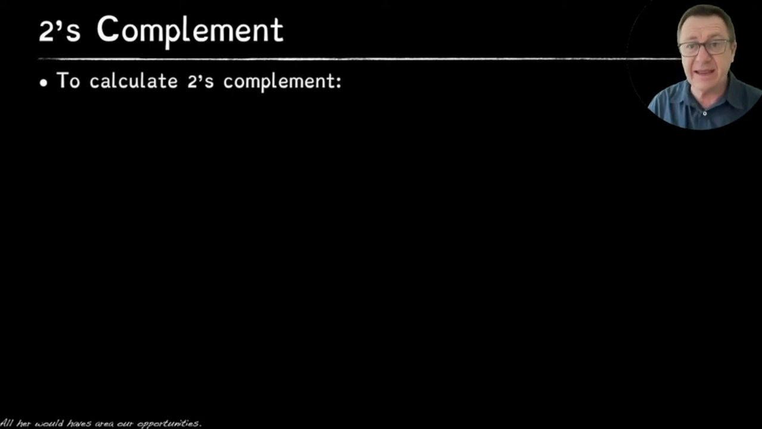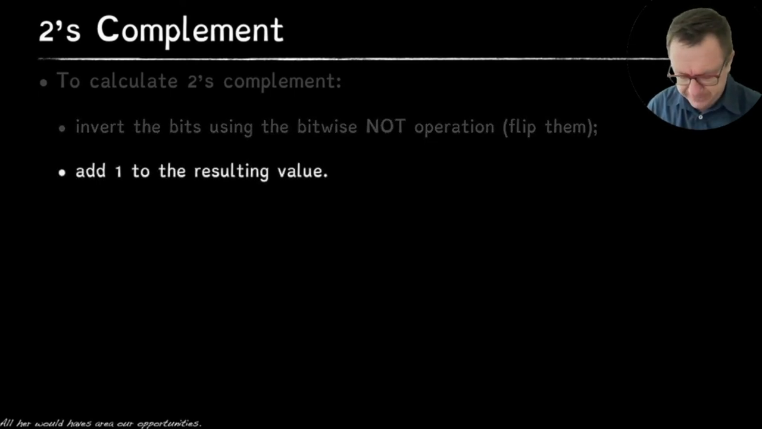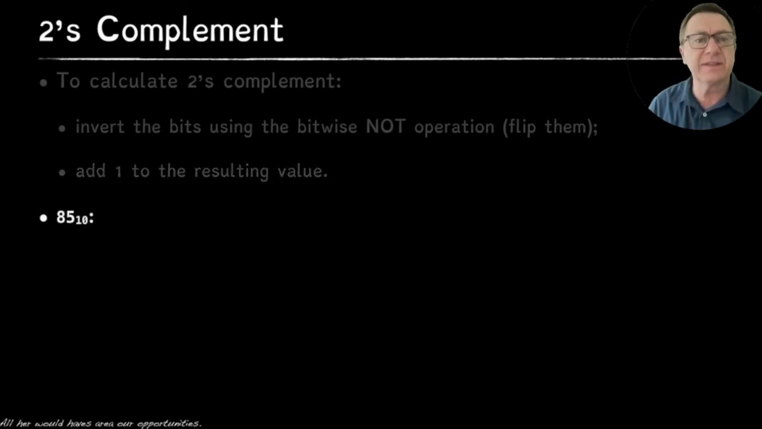So 2's complement, what is this? To calculate our 2's complement, this is what we're going to do. We invert the bits using the bitwise NOT operation. That sounds very technical, like, oh, that's deep, Dave. It's not that deep. We flip them, that's it. Then we add 1 to the resulting value. Whatever the result is when we flip them, we add 1 to it. Okay, let's have a look at this.